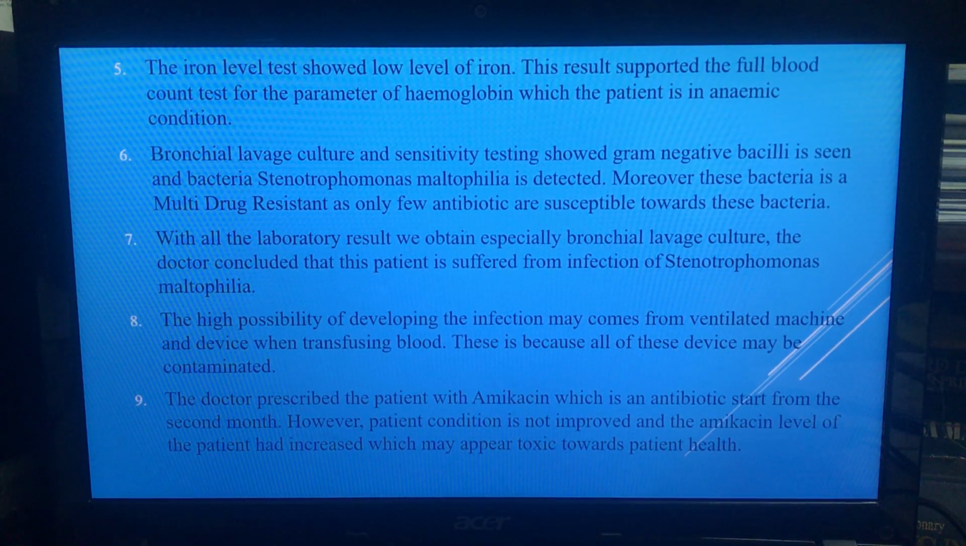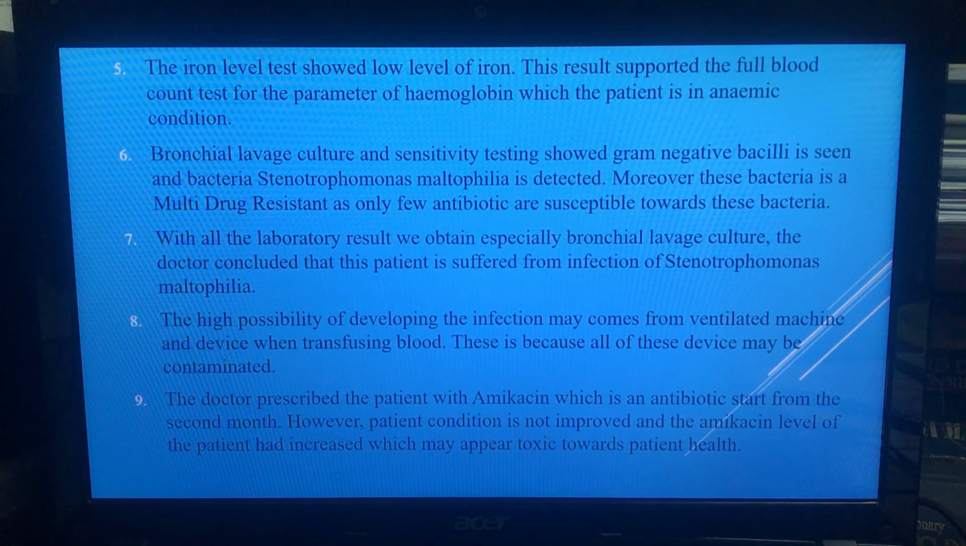The iron level test shows low level of iron. These results support the full blood count test for the parameter of hemoglobin, in which the patient is in an anemic condition. Bronchial lavage culture and sensitivity testing show gram-negative bacilli is seen and the bacteria Stenotrophomonas maltophilia is detected. Moreover, this bacteria is multi-drug resistant, as only a few antibiotics are susceptible towards this bacteria.